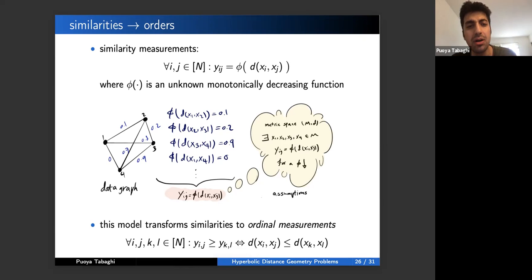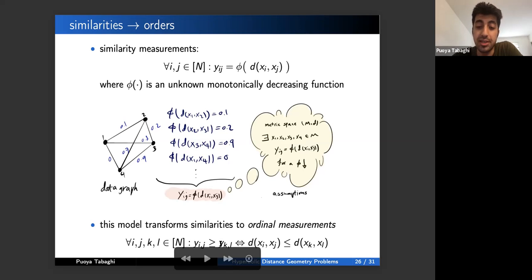And because we're assuming that this phi is a monotonically decreasing function, and we don't know what that is, the only way to interpret these similarities is to change them into ordinal or non-metric measurements. And that is like this. If i and j are more similar than k and l, then xi and xj should be closer to each other than xk and xl.